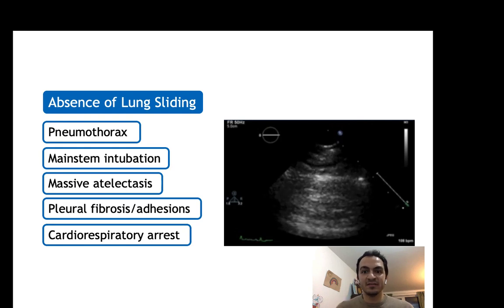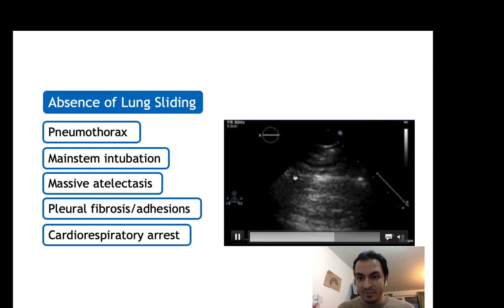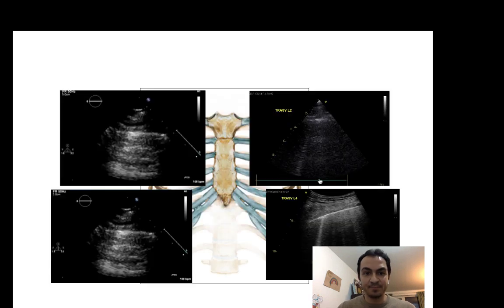because they are not ventilated. And on this 2D image here, you could see clearly that there is no sliding at the pleural line. You might see a little bit of sliding at the lateral part of the image here, and the area in between sliding and no sliding could be referred to as the lung point, which is the transition zone between sliding and no sliding.